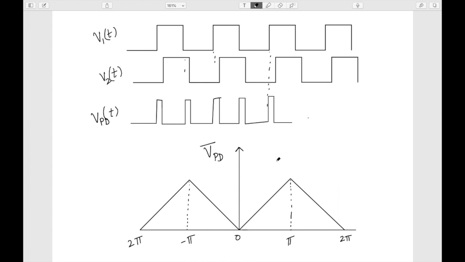Okay, with this we'll end the introduction on PLL and also the PD discussion on the phase detector. In the next lecture we'll discuss the VCO.